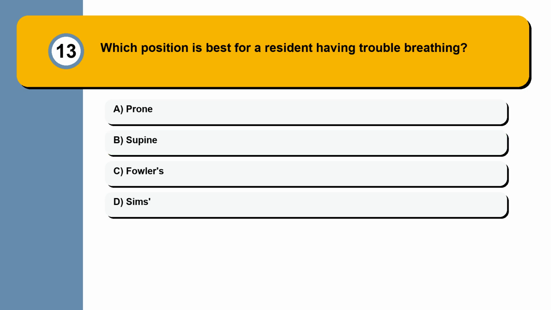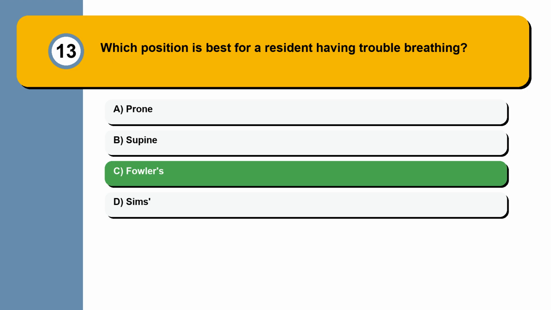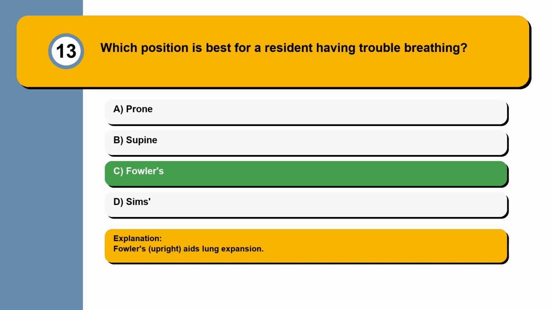Question 13. Which position is best for a resident having trouble breathing? Prone, supine, Fowler's, Sims. Fowler's, upright, aids lung expansion.